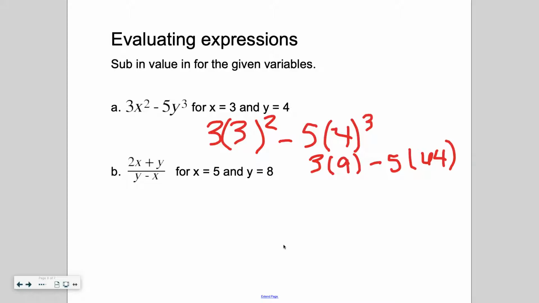Okay? Let me get my calculator out. 3 times 9, I can do that. What is that? 27. 5 times 64, that's a little bit more difficult for me. That is 320. And then 27 minus 320 is going to be negative 293.